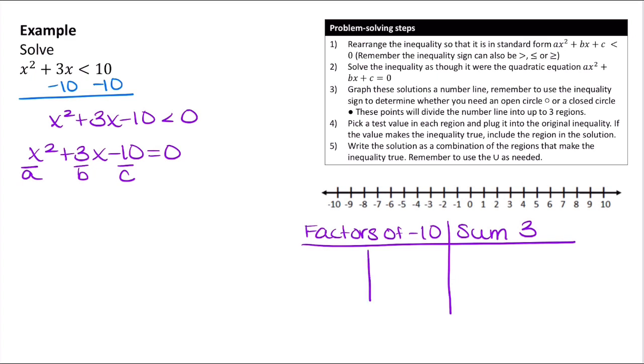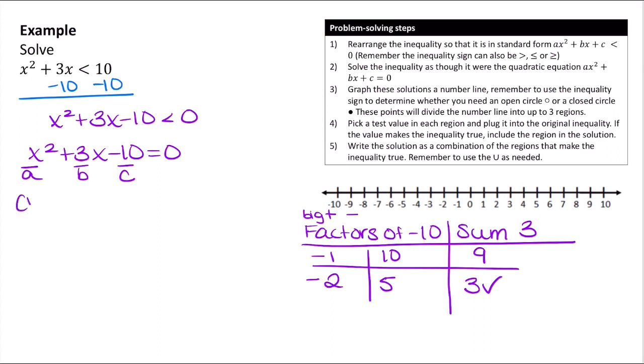All right, so the factors of 10 are 1 and 10. And let's see, we have 2 and 5. Since 10 is negative, we need a positive and a negative factor. Since 3 is positive, we're going to make all our bigger factors positive. So let's go ahead and do that. So negative 1 plus 10 is 9. Negative 2 plus 5 is 3. So that's the correct pair.